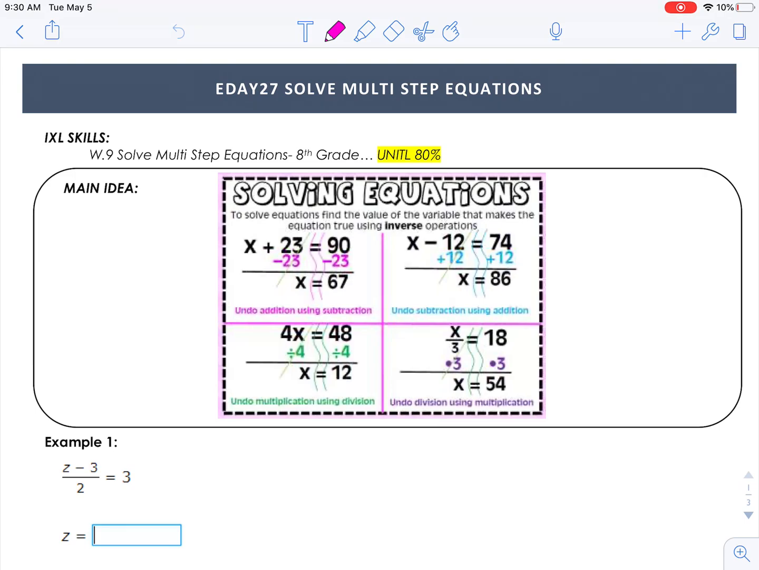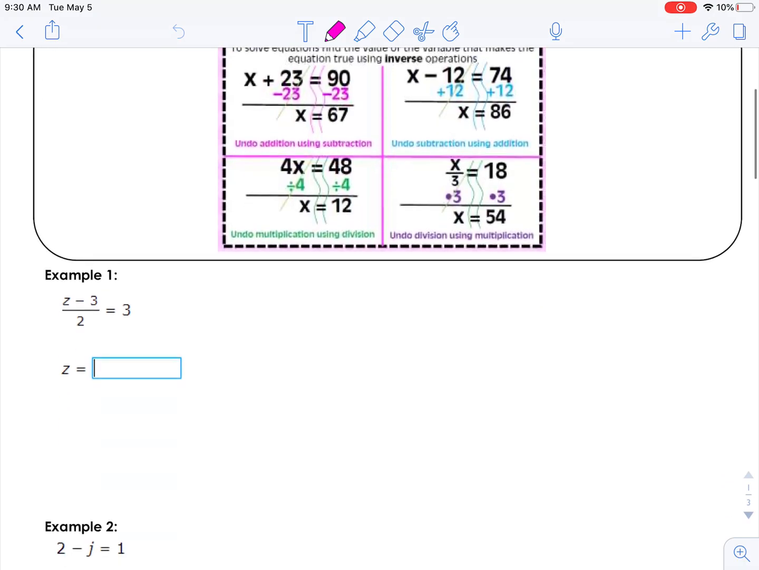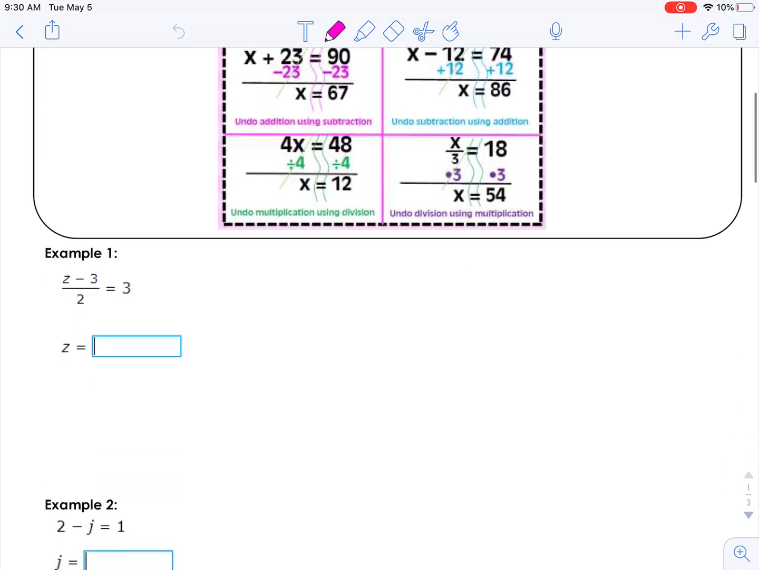We are going to be solving equations. These are multi-step equations. They're going to take a lot of work, and they're going to take your work being done on paper. So I would grab a piece of paper and have your calculator handy, and we are only going to go to 80%.